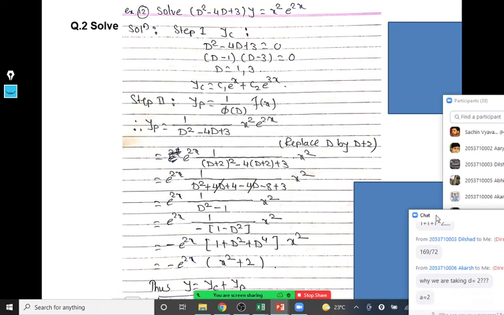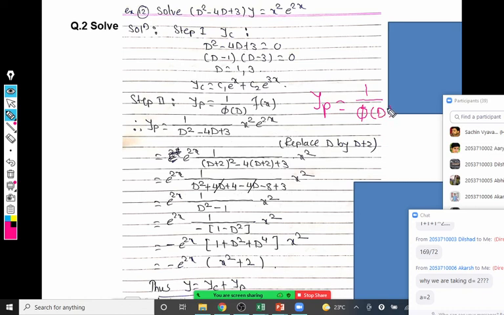For solving YP, a is equal to 2. Yes, correct, a is 2, because we are comparing here with e raised to ax plus b. If you see from the beginning, we have YP of 1 upon phi of D of e raised to ax into v. So this a is important. Whenever exponential into trigonometry is there, we replace D by D plus a. We take e raised to ax outside and write it as 1 upon phi of D plus a of v. So in this case, comparing with e raised to ax, a comes as 2, and we replace D by D plus 2 there.